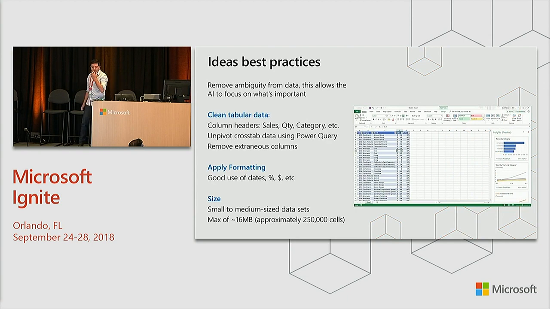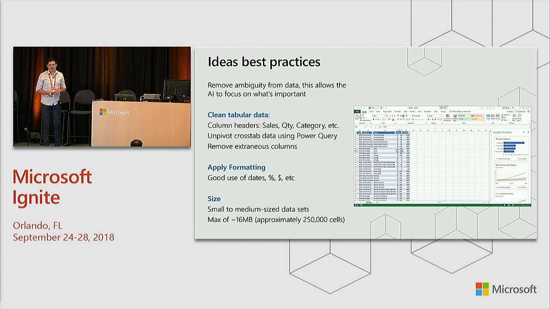Okay. Some best practices when using the ideas feature. Key thing is to remove any ambiguity from your data. That'll allow your AI to focus on what's important, and it can ignore the extraneous stuff. Clean tabular data works best. You should have good, clear headers on your data. We make use of that. So if something's labeled sales, we know what that is. If something's labeled quantity, we know what that is.